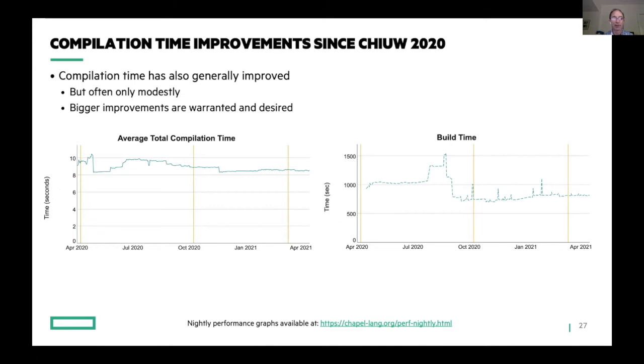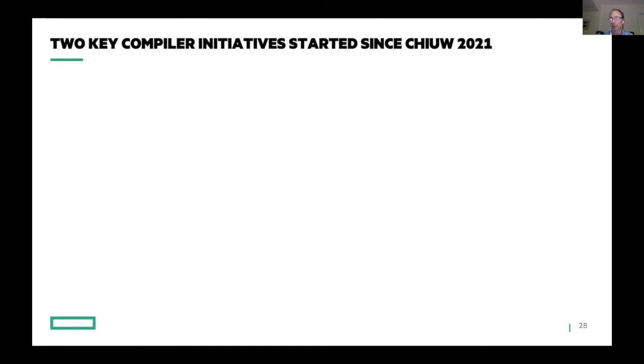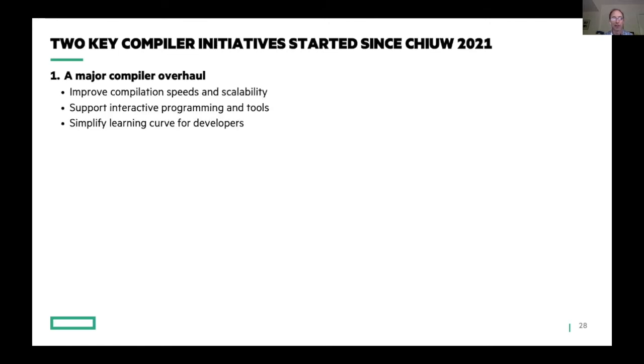And from that, I want to turn from the past to the future a bit and talk about two key compiler initiatives that are new since last year. The first one is doing a major overhaul of our compiler, trying to improve the compilation speeds and the scalability as the code size grows, supporting interactive programming and tools, and for the developers, simplifying the learning curve, basically by giving a cleaner and nicer source base to work with.